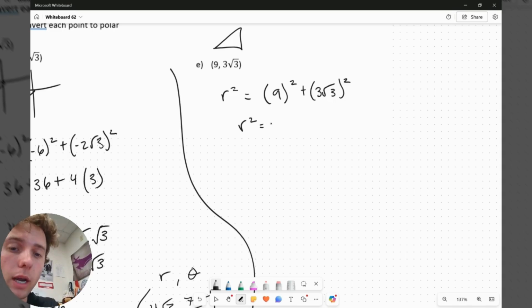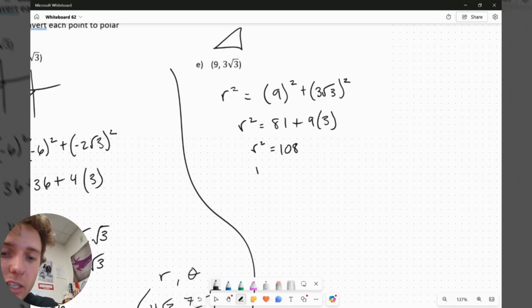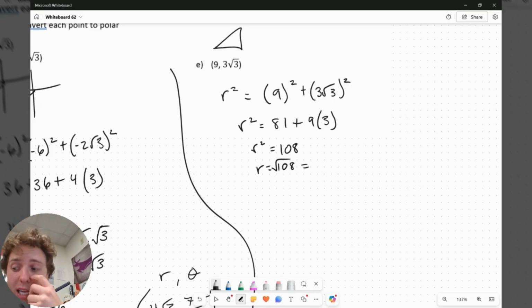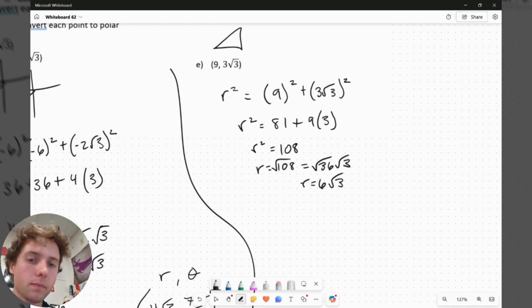So, okay, r squared, that's 81. 3 squared is 9 times square root 3 squared is just 3. 81 plus, what would that be, 27? 81 plus 27 is 108. Square root of 108, then find a perfect square that goes into that. And I believe you could find 36 goes in 3 times, giving us 6 root 3. So, okay, we have found the radius.